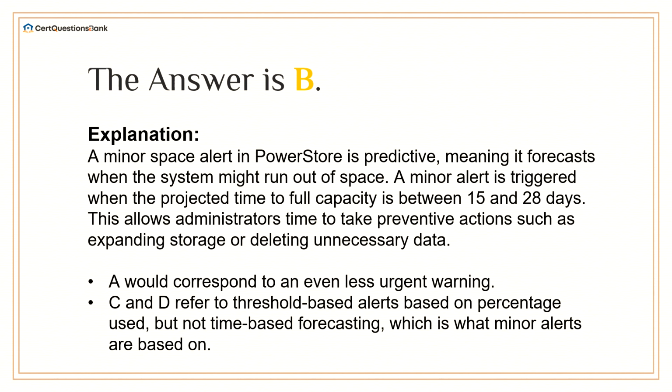A would correspond to an even less urgent warning. C and D refer to threshold-based alerts based on percentage used, but not time-based forecasting, which is what minor alerts are based on.